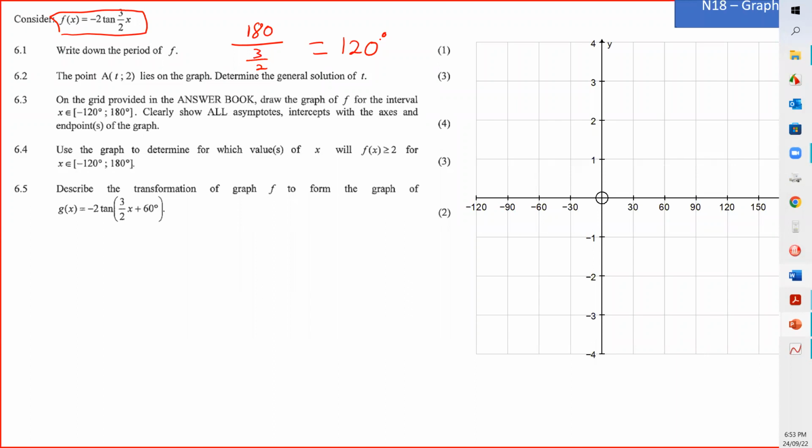Okay, the next question is the point A(t; 2). The point A, so we know the x value there is t and the y value is 2, lies on the graph. Determine the general solution of t. What we're going to do is substitute. So we know f of x is equal to -2 tan (3/2)x, and we know the y value is 2.